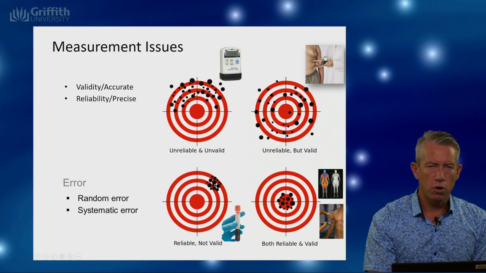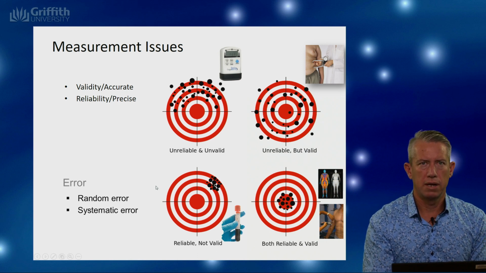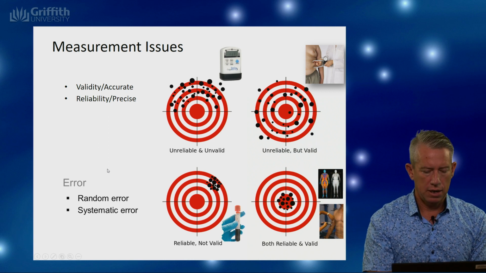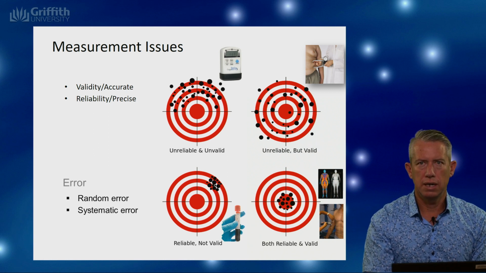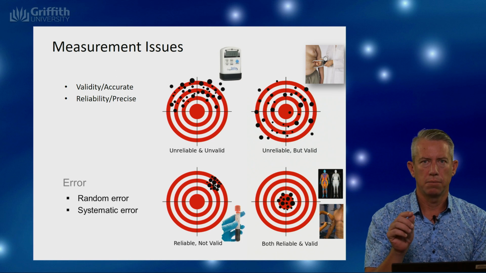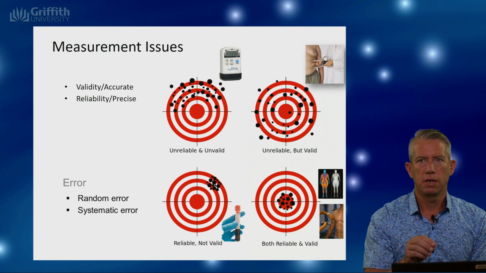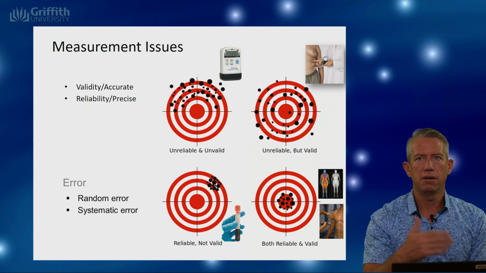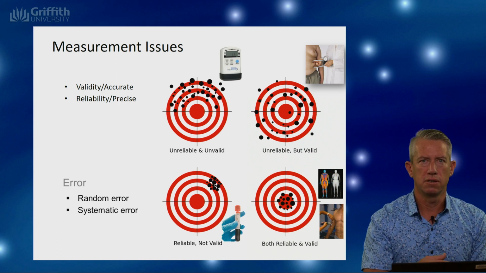Now, we also talk about error. We talk about random error and systematic error. So a random error is an error that gets introduced into the assessment, which is not subject to a particular bias. So it comes and goes in different magnitudes and in different frequencies. So it occurs randomly within the test.